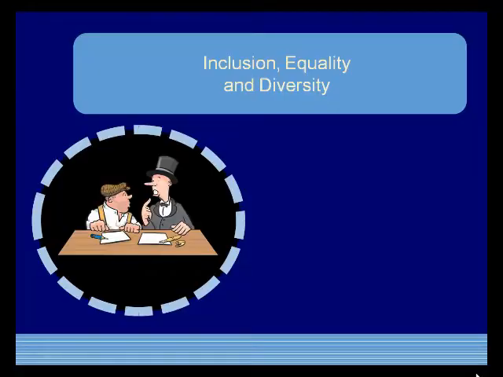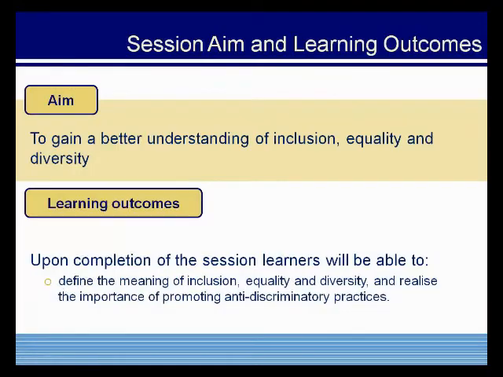So let's have a look at inclusion, equality and diversity. The session aim and learning outcomes. The aim of this part of the course is to gain a better understanding of inclusion, equality and diversity. On the learning outcomes, upon completion of the session, learners will be able to define the meaning of inclusion, equality and diversity and realise the importance of promoting anti-discriminatory practices.